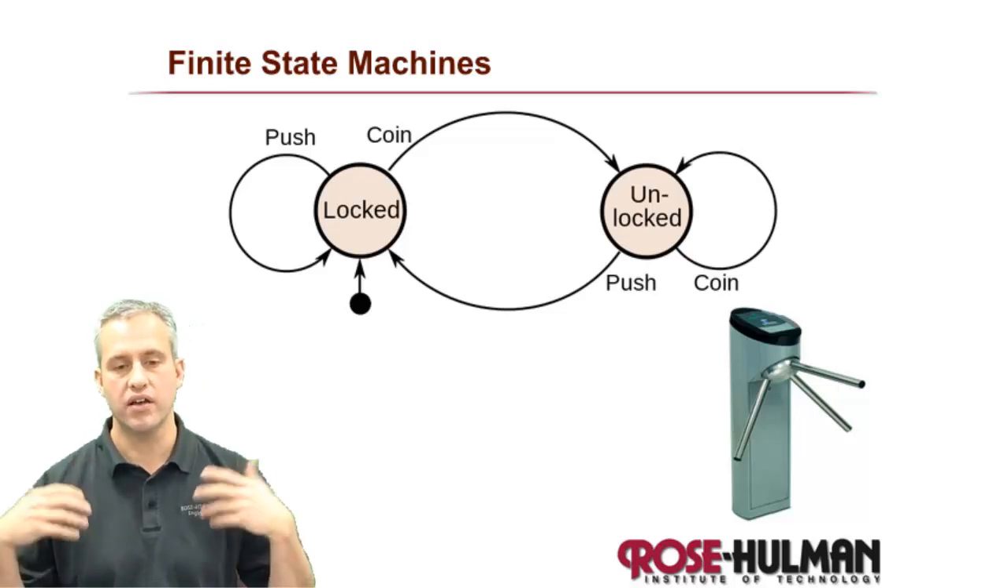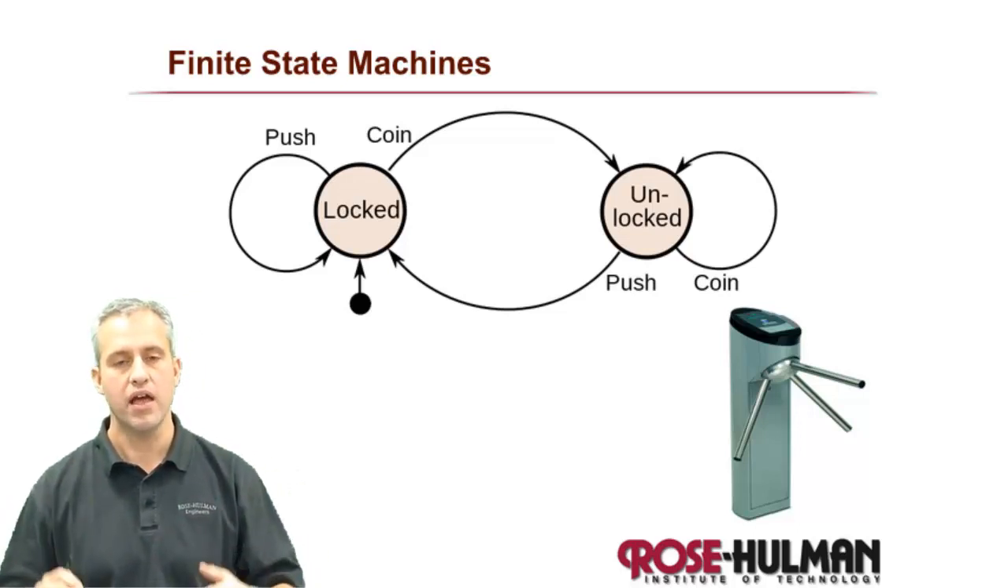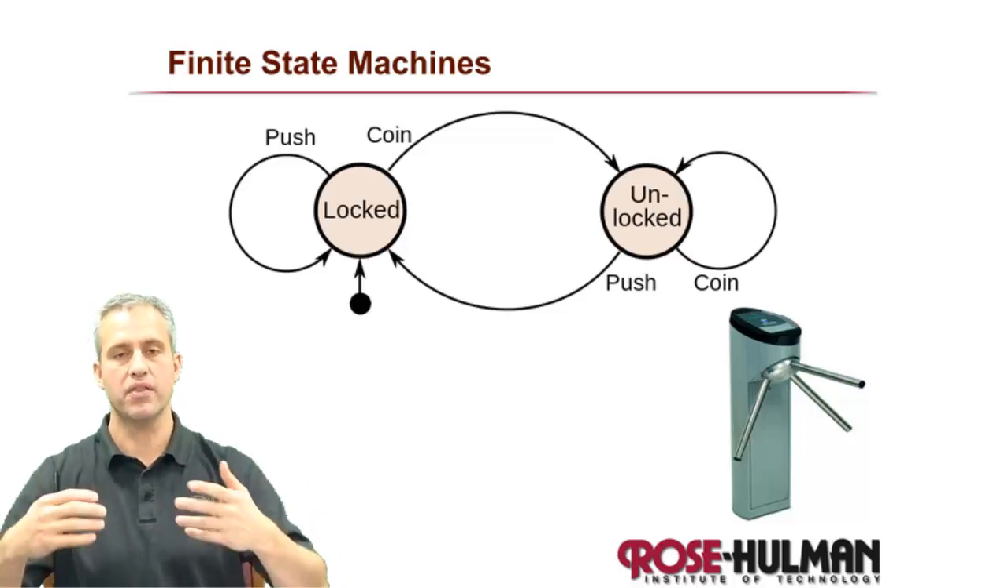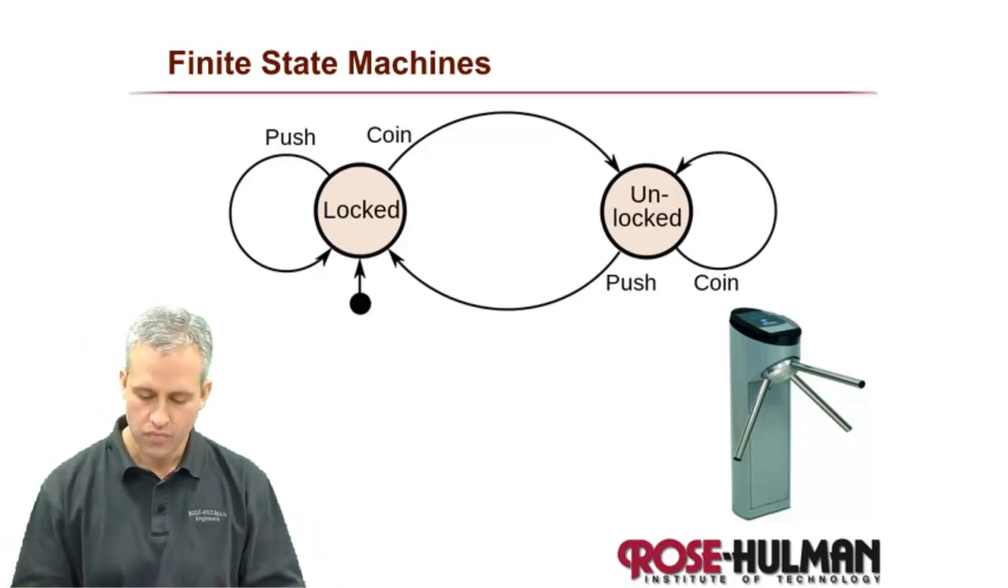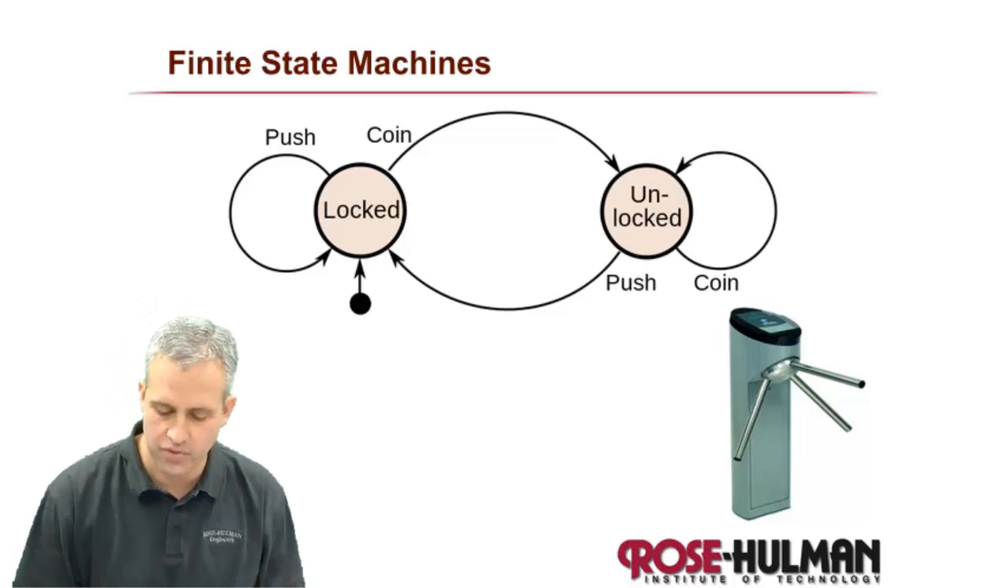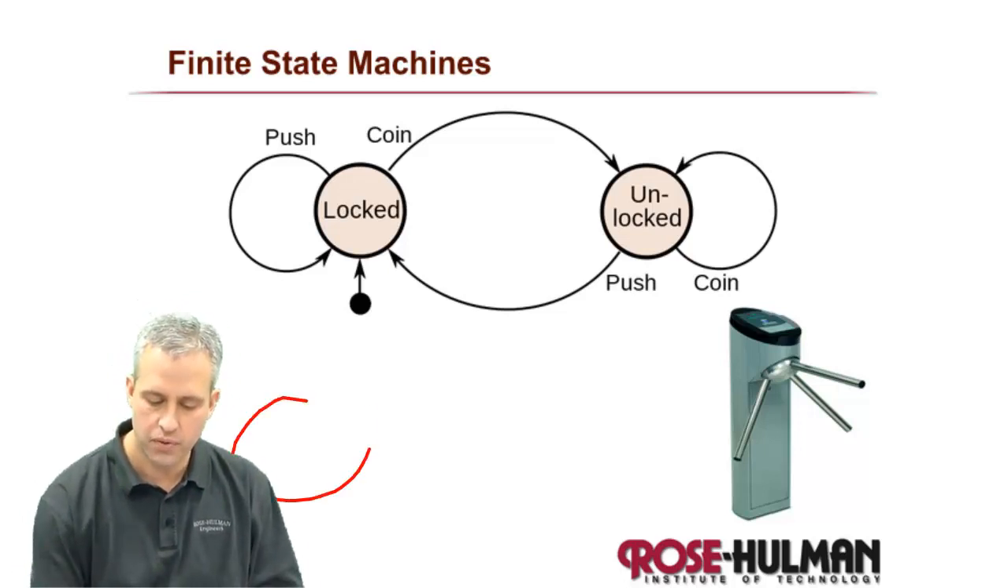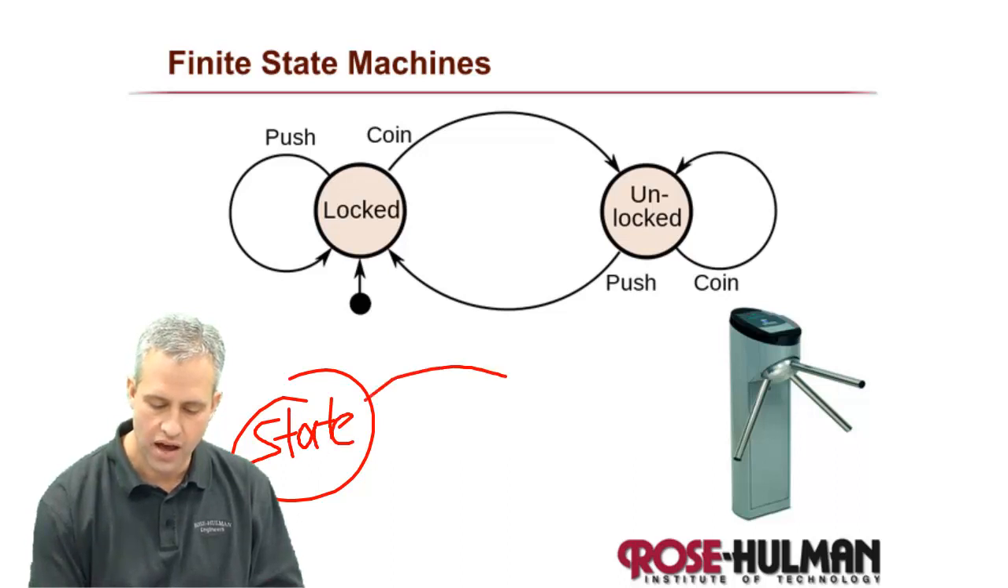Really, it's just a systematic way to approach something, and then there are ways you can implement that plan in your code. So let's just go ahead and take a look at a finite state machine. A finite state machine is pretty simple. You have circles, which show states, and then you have arrows, which show transitions, right?